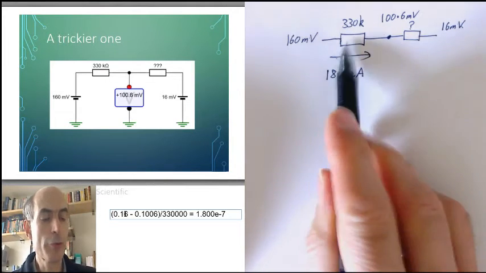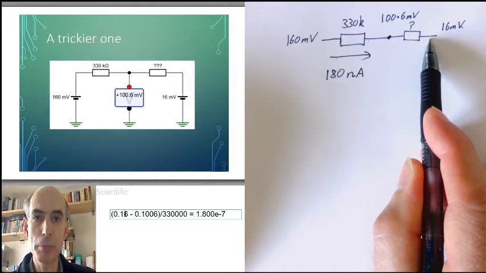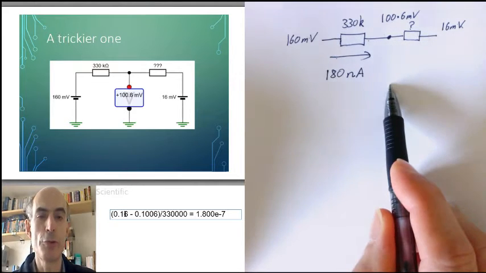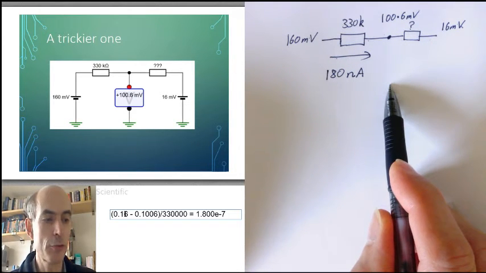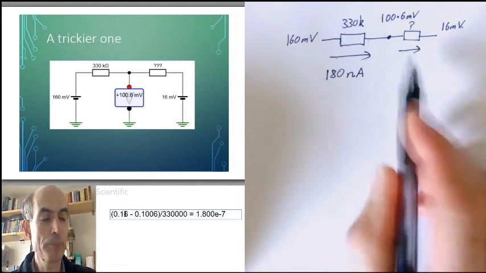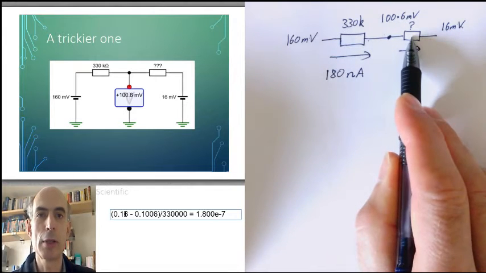The current flowing through this resistor must be the same as the current flowing through that resistor by Kirchhoff's current law, because no current can flow down through the voltmeter. It has an infinite resistance. So we know the current flowing through this resistor. We know the voltage across this resistor. We must be able to work out that resistance.